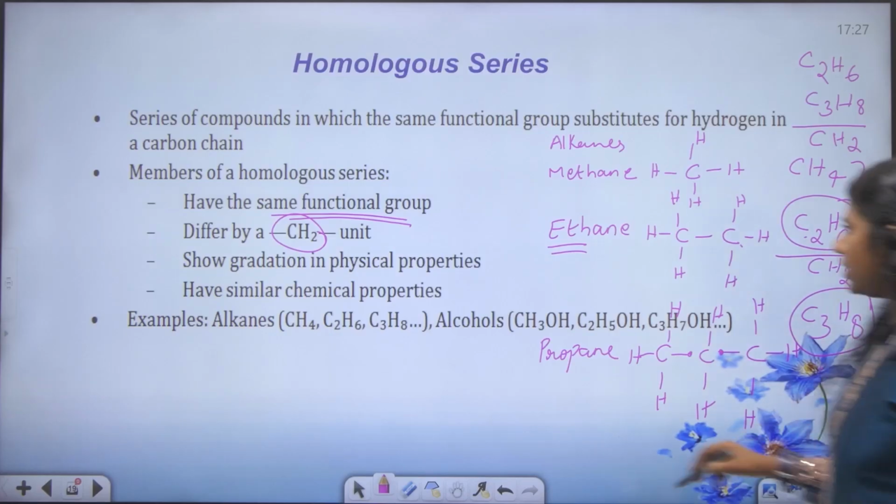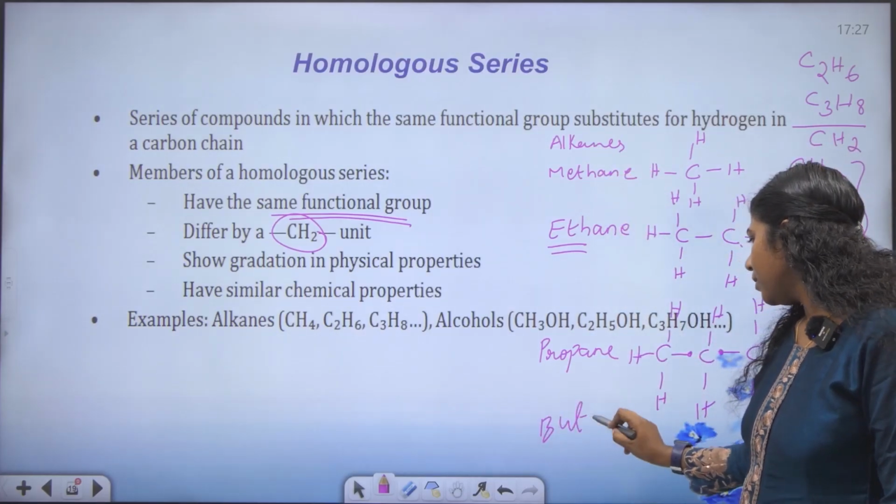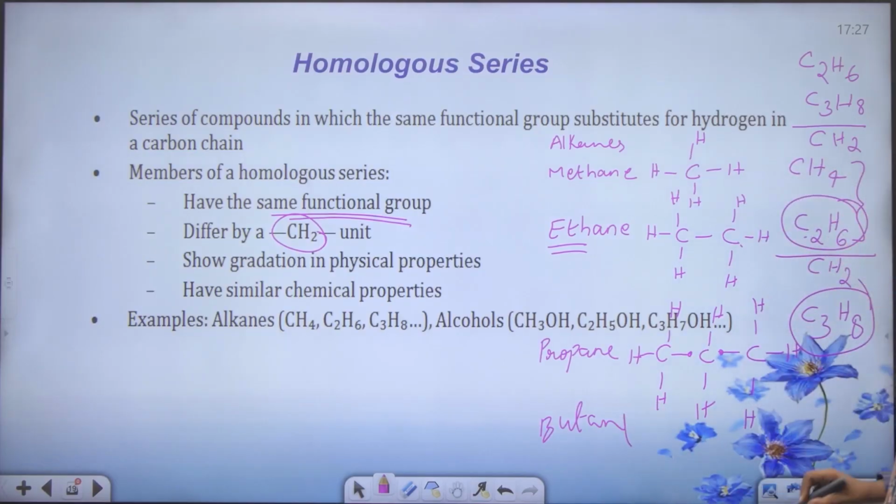Propane is C3H8. The next member is butane. The molecular formula of butane is C3H8 plus CH2, that means C4H10. The molecular formula of pentane is C5H12, because all members differ by a CH2 unit. The adjacent members differ by a CH2 unit. An example of a homologous series is the alkanes.